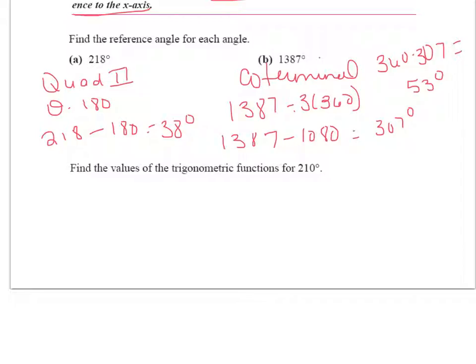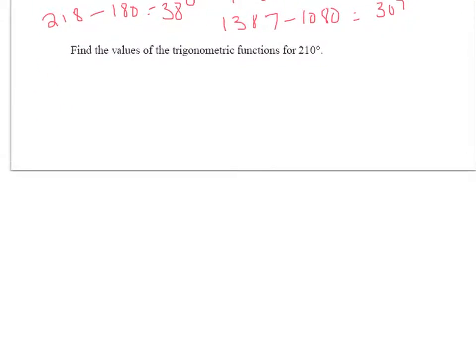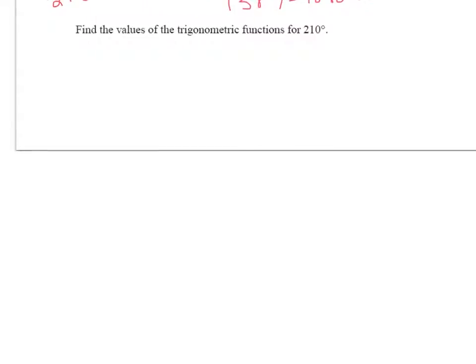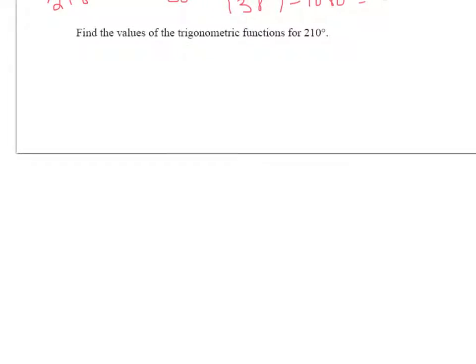So the next thing says to find the trig values, all of them, of the functions of 210 degrees. Well, the first thing I need to do is think about where 210 degrees is. And I think we know that it is somewhere in quadrant 3. And then I'm also going to remember from Smart Trig class that the only things that are positive in quadrant 3 would be tangent and cotangent. So I need to remember that.